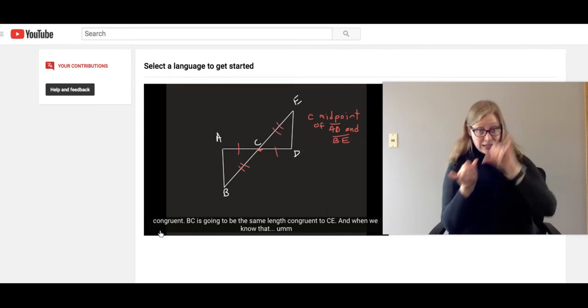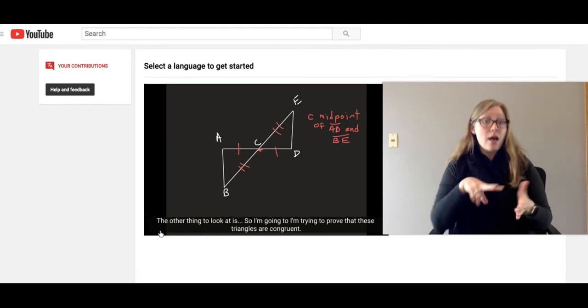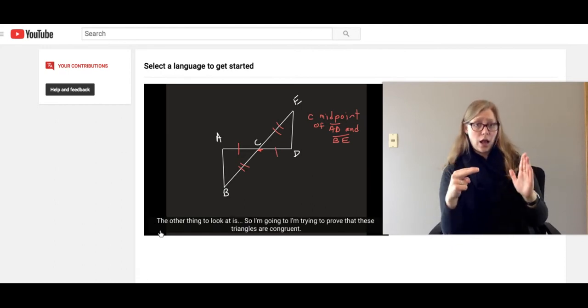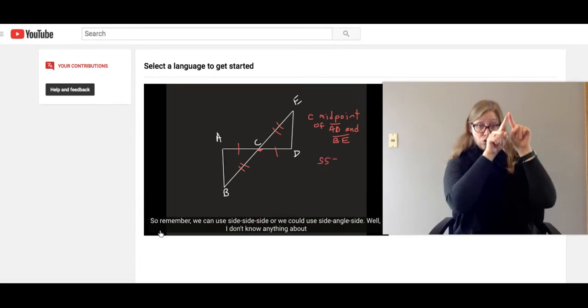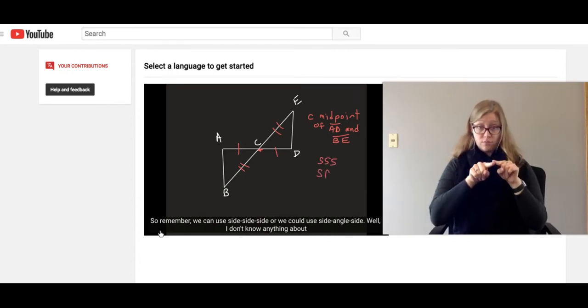And when we know that, the other thing to look at is, so I'm trying to prove that these triangles are congruent. So remember, we can use side, side, side, or we could use side, angle, side.